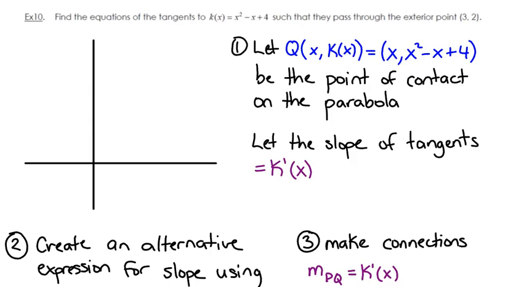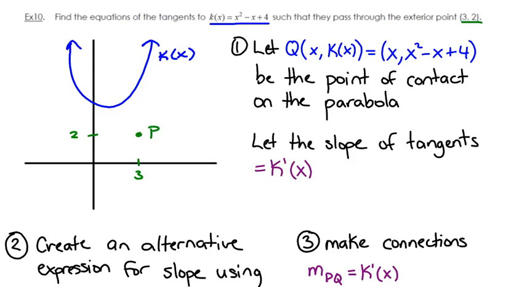I know I haven't actually made a video in a long time, so I have to talk and talk and talk, right? Find the equations of the tangents to k at x such that they pass through the exterior point 3, 2. Okay, what this is basically saying is you have an original function, some sort of quadratic, and it might look something like this. So this is k at x. Then they want your tangent to pass through 3 and 2, somewhere like right here. This is going to be your point P.